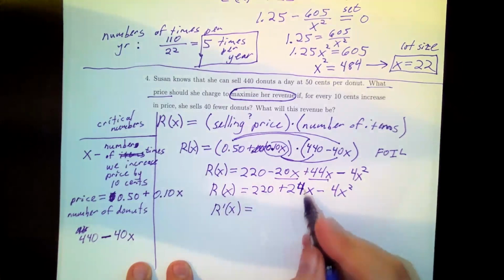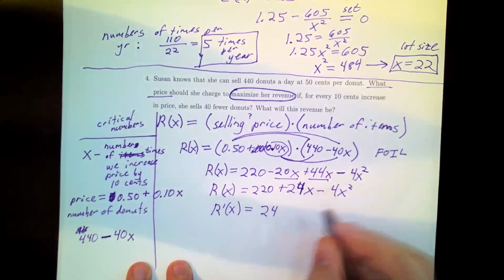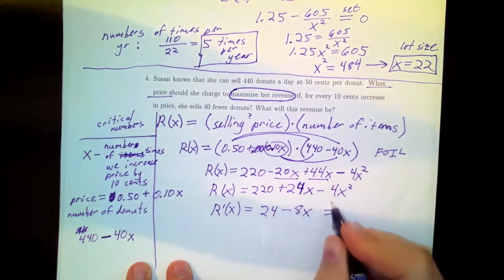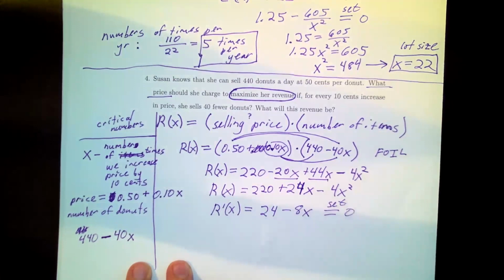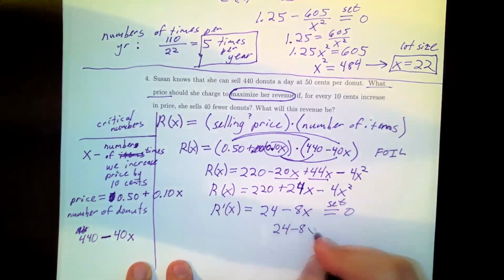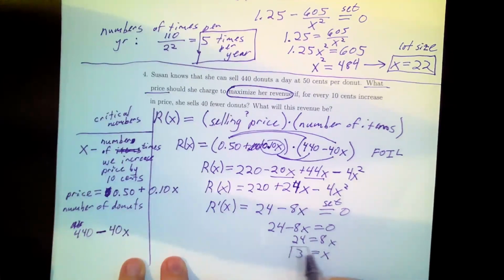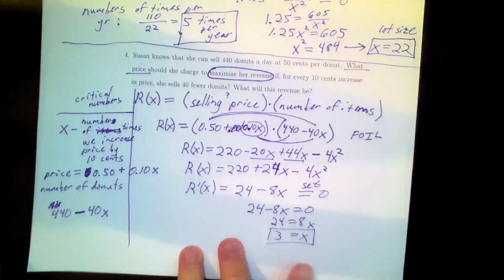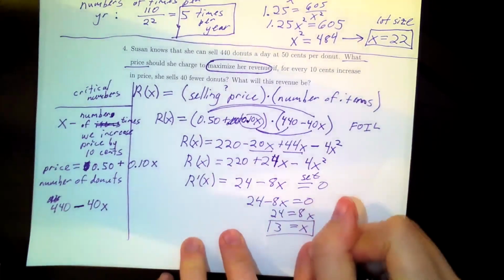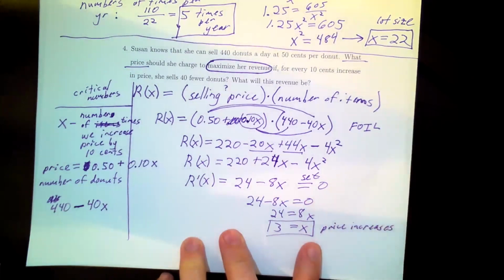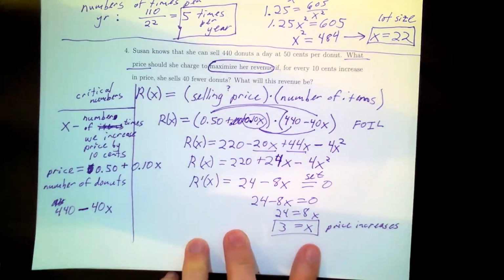The derivative of 220 is 0. The derivative of 24x is 24. The derivative of the last term, by the power rule, is minus 8x. Now I'm going to set this equal to 0. I need to find a critical number that corresponds to a maximum. We have 24 minus 8x set equal to 0. Add the 8x, divide by 8. You get x is 3. Now this isn't x equal 3 items. This is x equal 3 price increases, right? Because x represents the number of times we up the price by 10 cents.